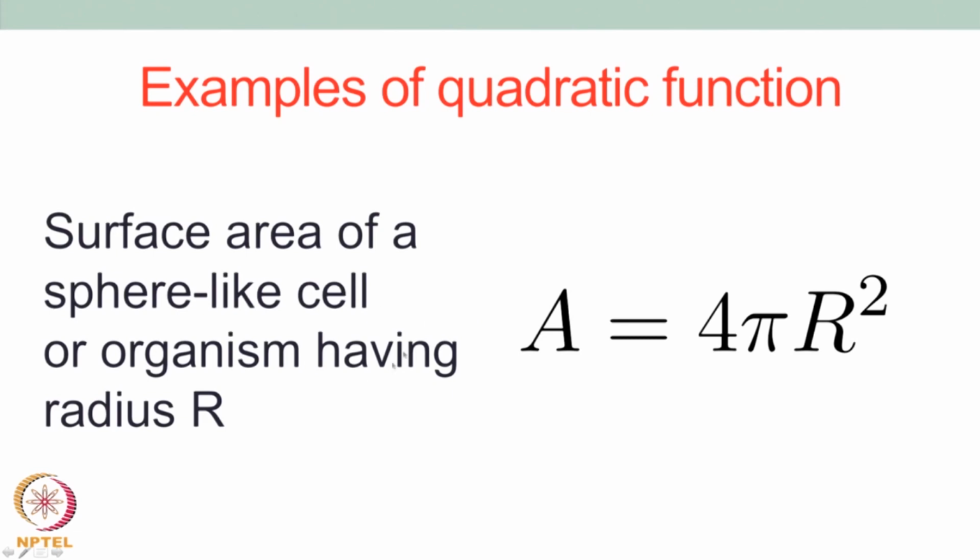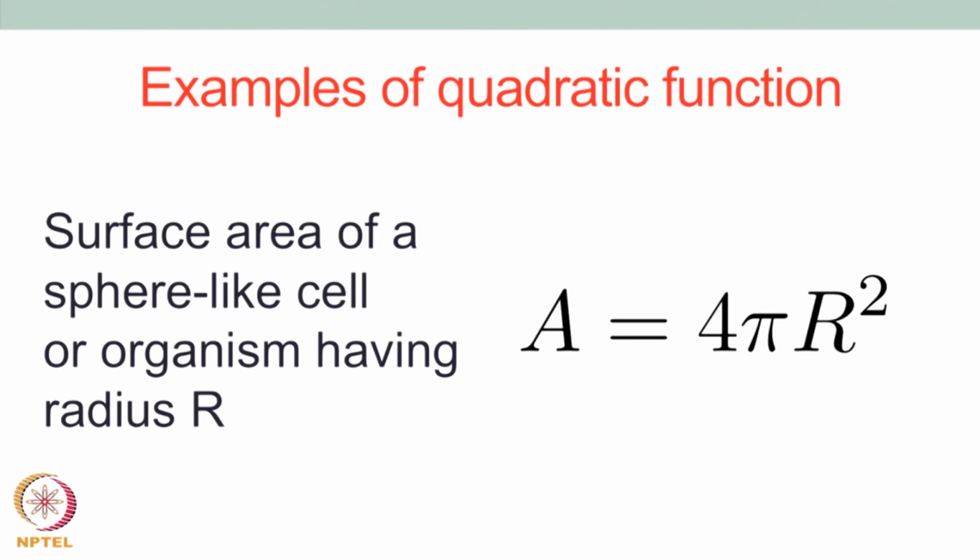Another example would be the surface area of a sphere-like cell or an organism having a sphere-like shape, and if it has a radius r, the area is 4 pi r square. So, this is also a quadratic function. If you plot A versus r, this will look like a constant times r square, and this will look like the function that we looked at.